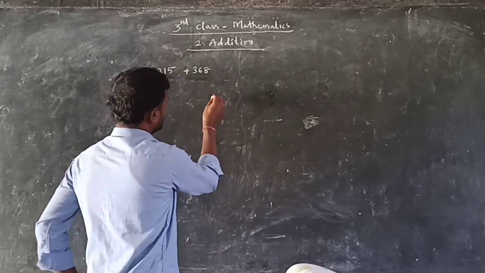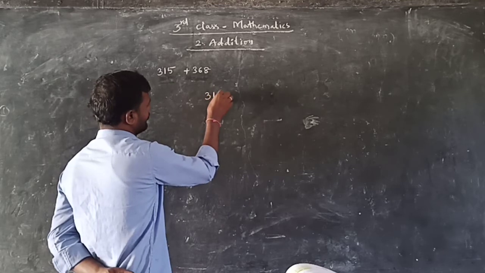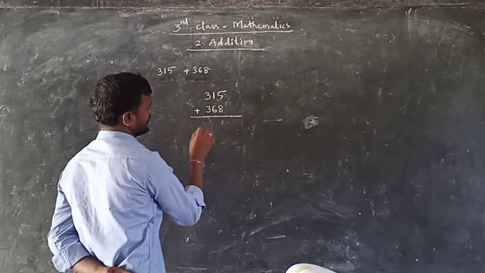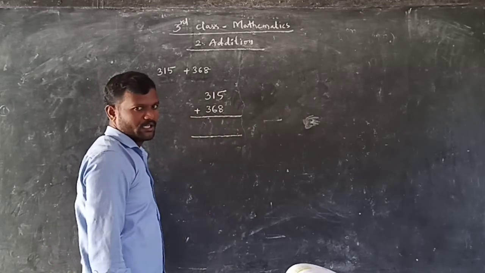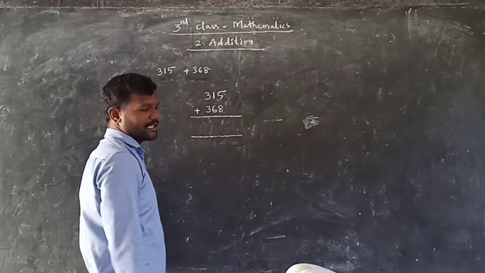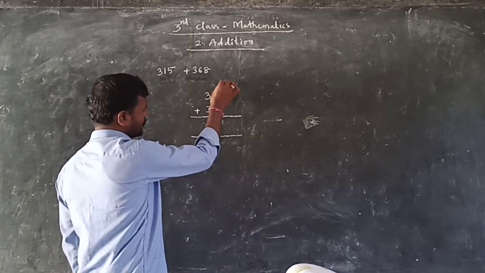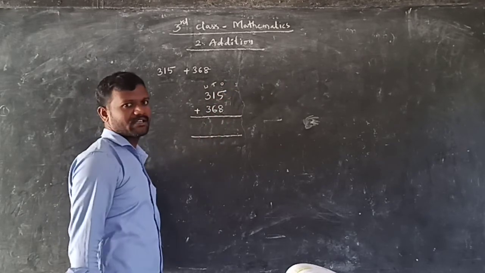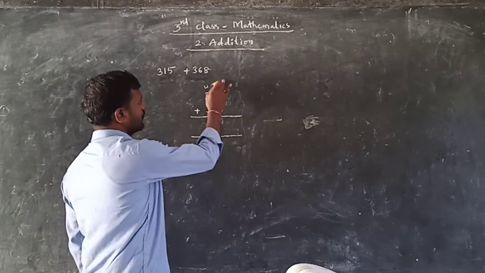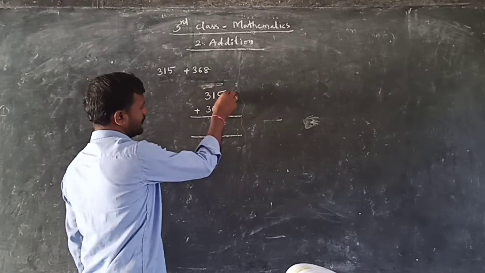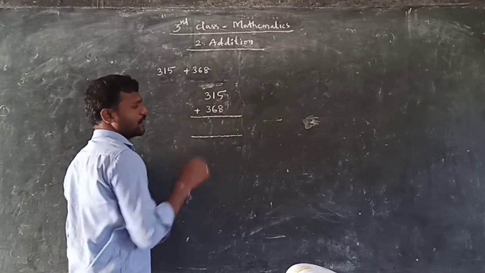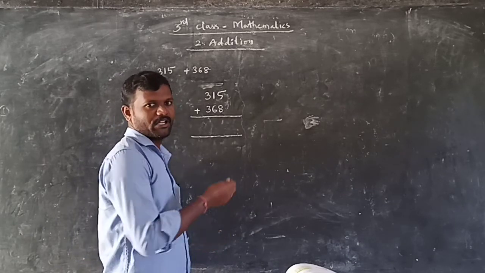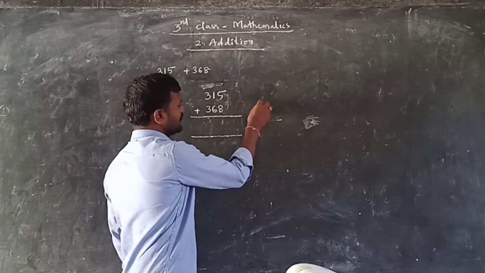So add them. How can you add? First 315 plus 368. Write them like this. Now add. From which side we have to add? From the ones places. This is ones and this is tens and this is hundreds. So from the ones place you should start additions. Okay? How much? First one 5, 8. 5 plus 8. How much we will get? 5 plus 8. Count and say. 5 plus 8 is nothing but how much? 13.